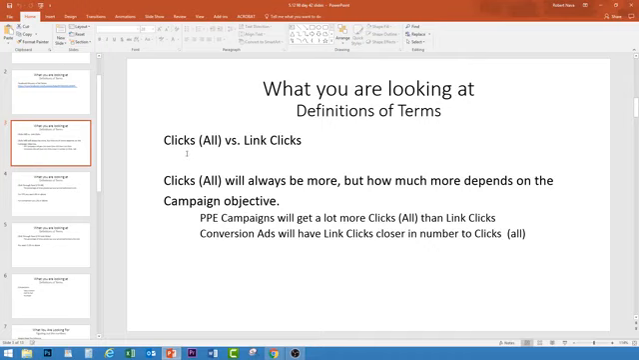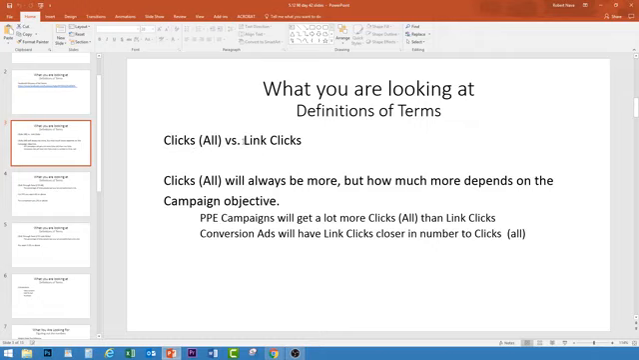So, the difference between link clicks and clicks all. Clicks all is going to include things like a like, a share, a comment, a click on an image, a click to the page. There's a lot of different clicks, depending on what type of post you have, that can be included in the clicks all. I have a feeling I'm going to get tongue-tied a few times here in this webinar. If you want to hear a good one, go watch the webinar from yesterday. But all types of clicks on the post can be included in the clicks all.